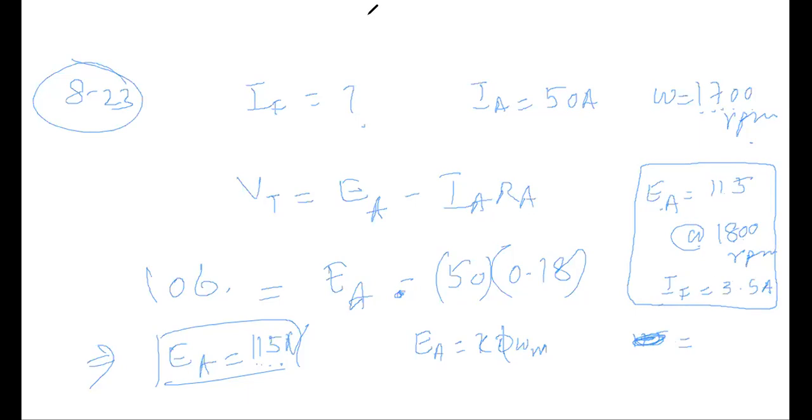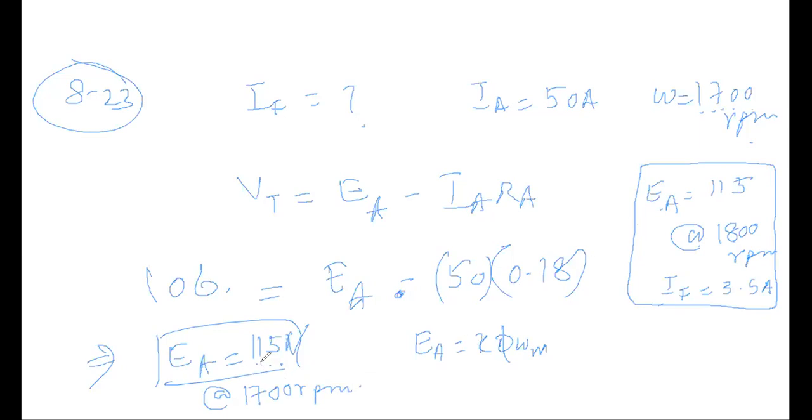Okay, so now this is a tricky question. You have to pay some attention to it. Now the guy is asking you what is the IF. Okay, what was the statement? What is the IF when the terminal voltage is 106 and the generator is at 1700 RPM? So when the generator is at 1700 and 106, EA is 115, but this EA is 115 at 1700 RPM. So this is not at 1800 RPM, this is at 1700 RPM.